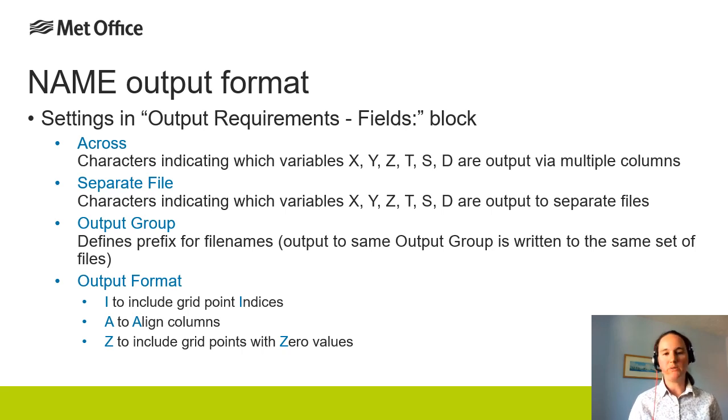And then you can include Z to include points with 0 values. So you can see the advantage of this. If we've got a large fields grid and our plume is quite small, then by not including Z, as in not including points with 0 values, we can shrink our file size quite massively. However, it might be that for whatever statistics you're doing, it's important to output those zeros, in which case you would include Z.